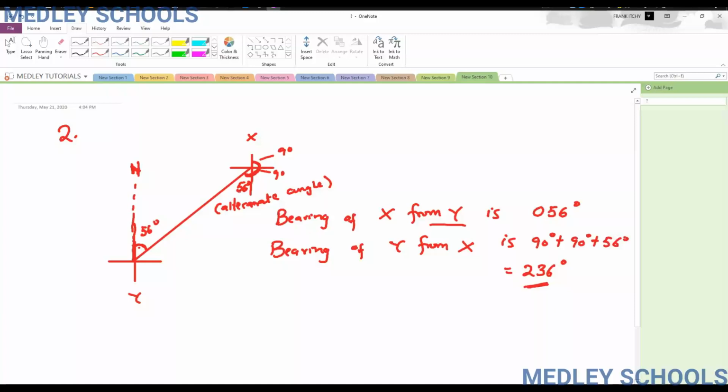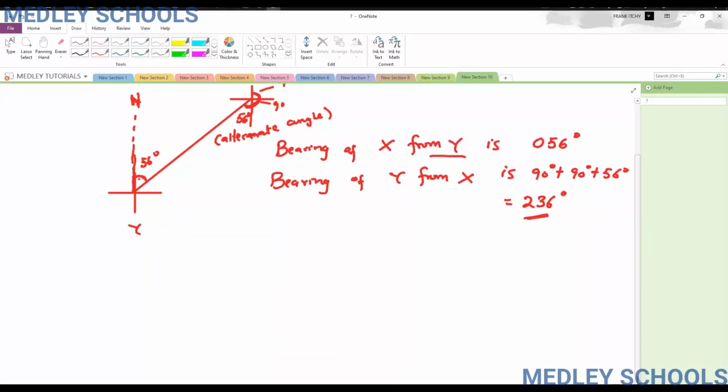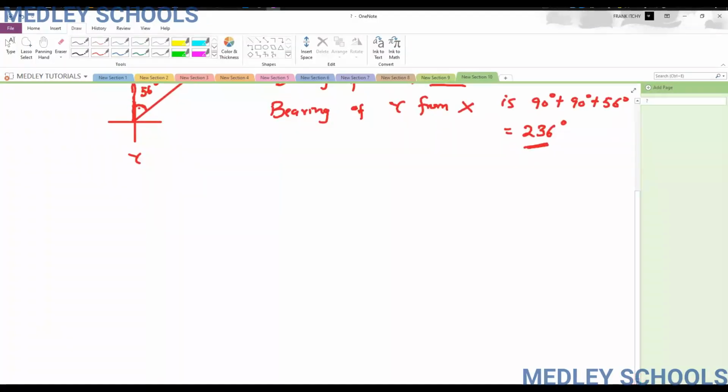So this means the bearing of Y from X is from north till you get to that line coming from Y. And when you find it, you have 90 plus 90 plus 56. Remember, this 56 is gotten from alternate angle. So that is that for example 2. So from there, you take the following exercise.